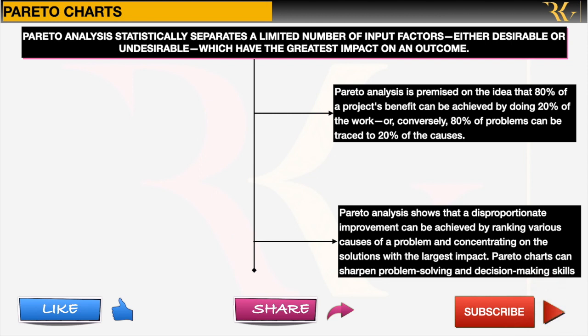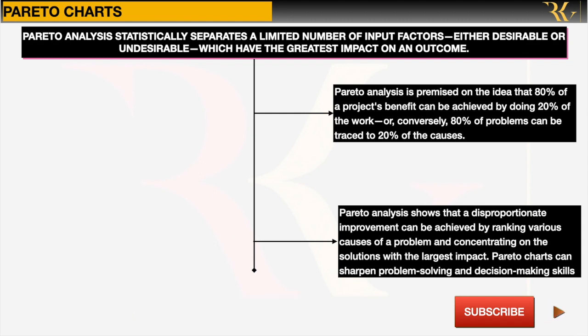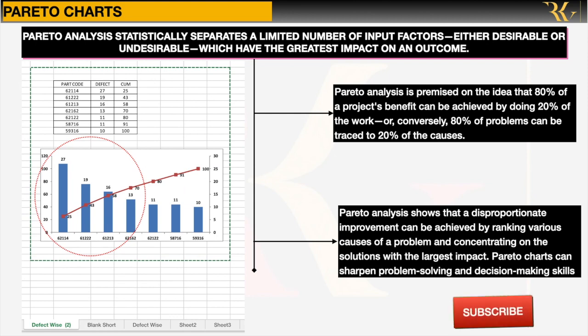Pareto charts can sharpen problem-solving and decision-making skills. Benefits of Pareto charts. 1. A Pareto chart is a combination of a bar graph and a line graph. Notice the presence of both bars and a line on the Pareto chart below. 2. Each bar usually represents a type of defect or problem. The height of the bar represents any important unit of measure, often the frequency of occurrence or cost.